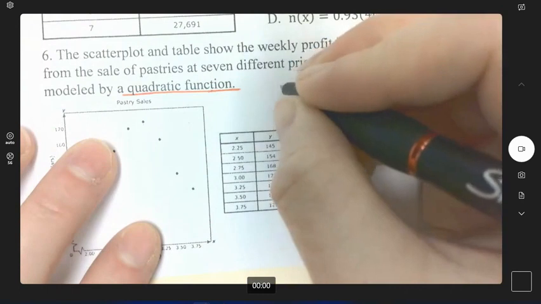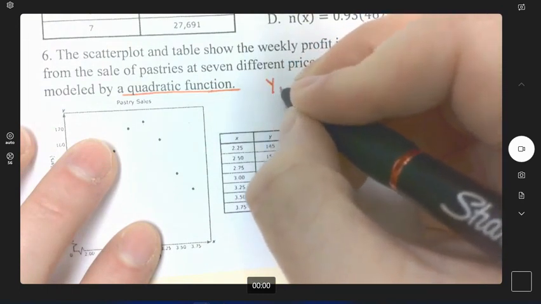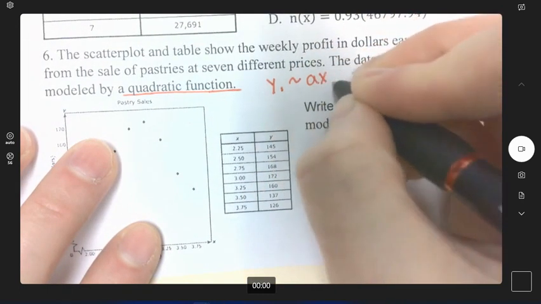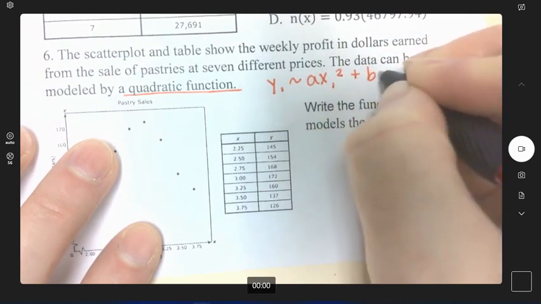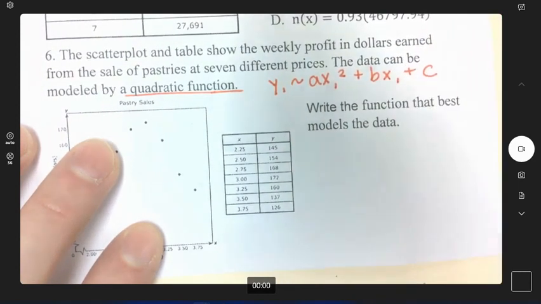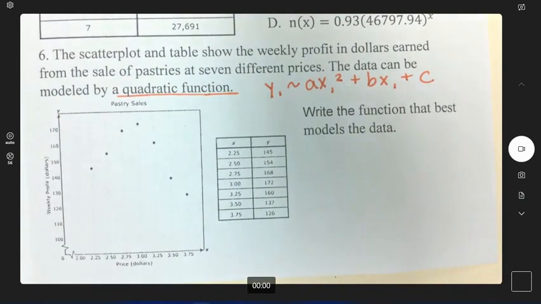So remember what the quadratic function is? It's y1 squiggly ax1 squared plus bx1 plus c. And that is from our formula chart where we just changed the x and y to x1, y1 and the equal sign to a squiggly. We don't have any answer choices. We're going to have to write the equation ourselves. So what we're going to have to do is enter this in on Desmos.